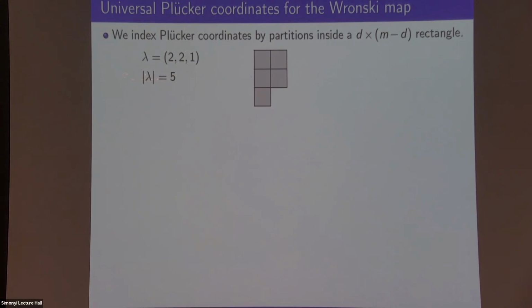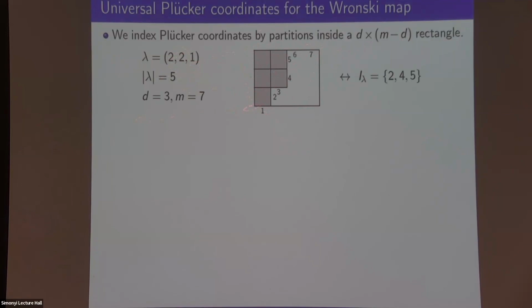A partition lambda is a weakly decreasing sequence of non-negative integers. The size of lambda is just the sum of these numbers, which is 5 in this example. The diagram is just boxes where the row lengths are the entries, so I have rows of length 2, 2, and 1. And I want partitions fitting inside a rectangle where this side is D and this side is M minus D. For example, if D is 3 and M is 7, I'm looking at a 3 by 4 rectangle.